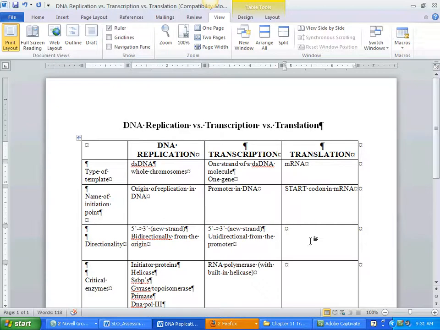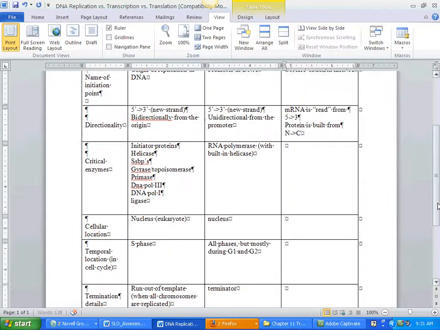So the directionality, the mRNA is read from 5 to 3. And the protein is built from N to C. Now N to C means free amino end to free carboxyl end. So the new amino acids are always added to the carboxyl end of the growing chain.